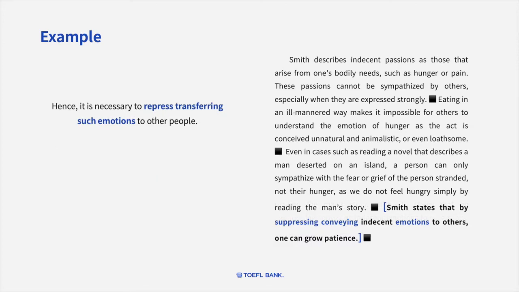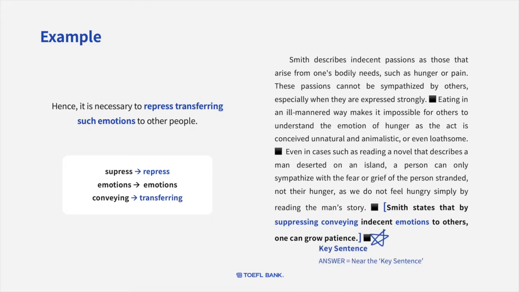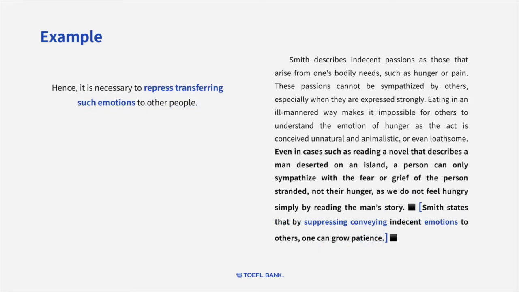The last sentence of the paragraph reads, "Smith states that by suppressing conveying indecent emotions to others, one can grow patience." Suppress in the passage was paraphrased to repress, and the keyword emotions can also be found in the last sentence. Now let's take a look at the given sentence again. "Hence, it is necessary to repress transferring such emotions to other people." The word hence gives us a clue that it is a sentence containing details.